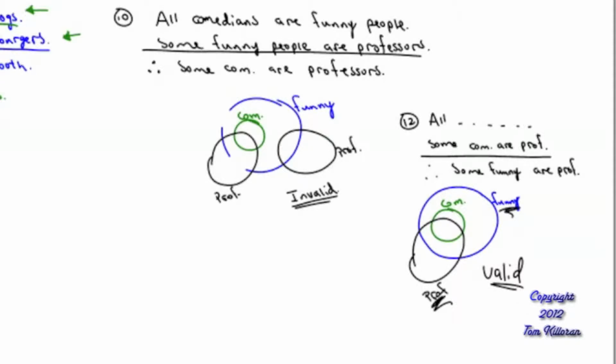Speaking of that. Yeah. Which one? When they said some comedians are professors, the only place I could take the professor circle is to run it into the green one. It's the only place it could go. So once I run it into the green one, it automatically runs into the blue one, therefore it's not going to go anywhere else. I can take that black circle and move it all around, but it still has to touch that green one. That's still just one picture.